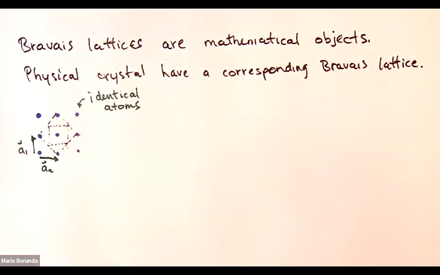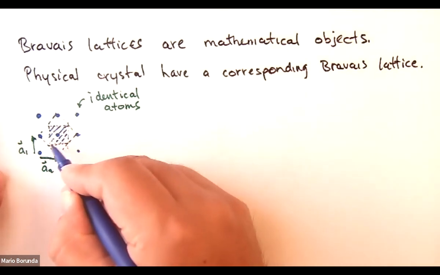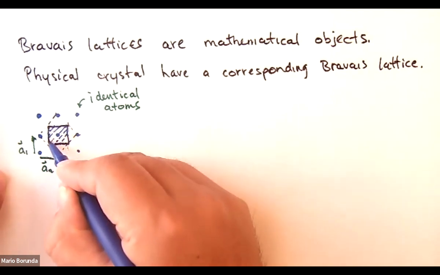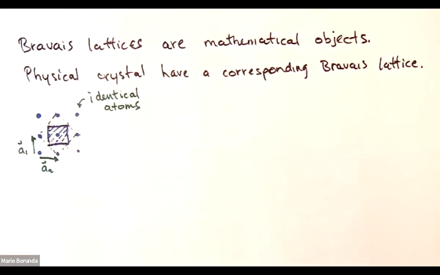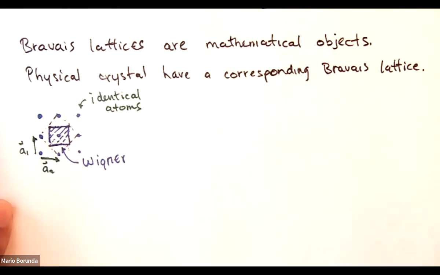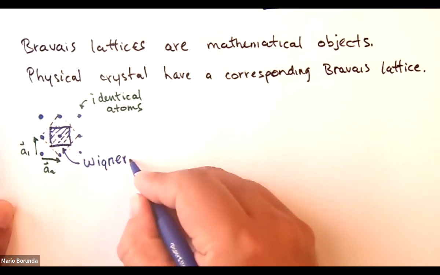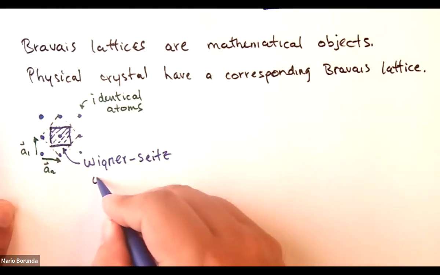So now, by definition, I just built the cubic lattice right here. You guys see that cubic lattice? That one is called the Wigner-Seitz unit cell.